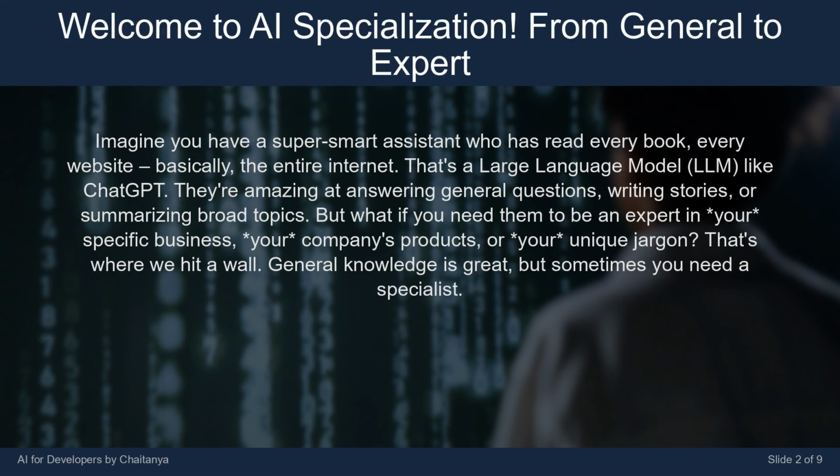Imagine you have a super smart assistant who has read every book, every website, basically the entire internet. That's a large language model, LLM, like ChatGPT. They're amazing at answering general questions, writing stories, or summarizing broad topics. But what if you need them to be an expert in your specific business, your company's products, or your unique jargon? That's where we hit a wall. General knowledge is great, but sometimes you need a specialist.